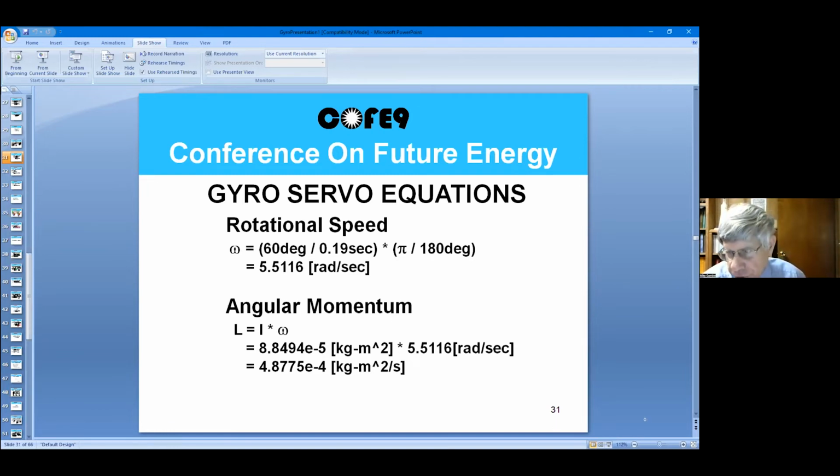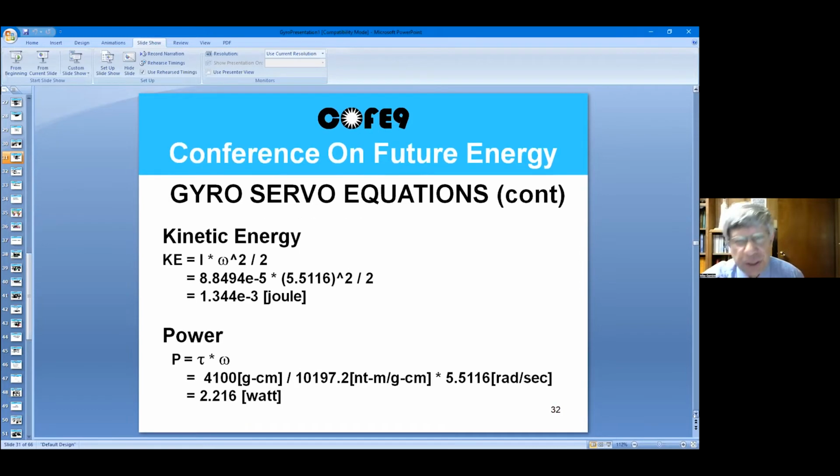And you just go through the next set here, which is energy, kinetic energy now, which is omega squared. And that's 1.344 e to the minus 3 joules. That's a far cry from the 88 joules you got off the rotor. So this is a very low power system here. And watt-wise or power-wise, it's the same thing. You convert the torque times the frequency, and you get 2.216 watts compared to the 88 joules you got off the rotor.